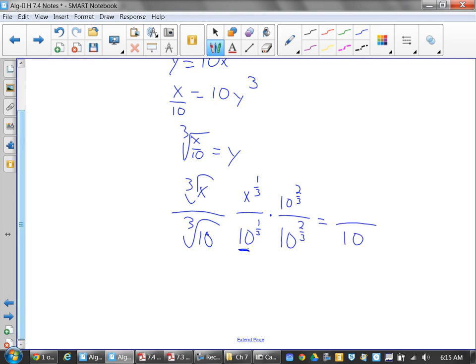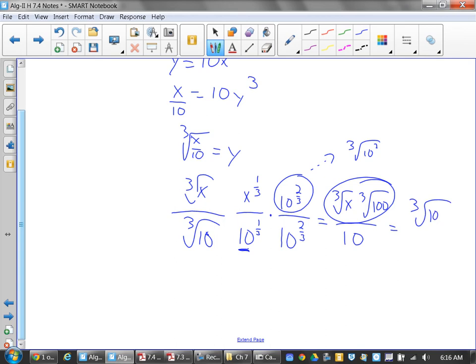Here you've got the cube root of x. This, if you think about it, is the cube root of 10 squared. So that's the cube root of 100. Combine these together, and you get the cube root of 100x all over 10. That's your inverse. That's the trickiest part of some of these style problems, when you have to worry about fixing your denominator. Other than that, inverses are relatively easy.